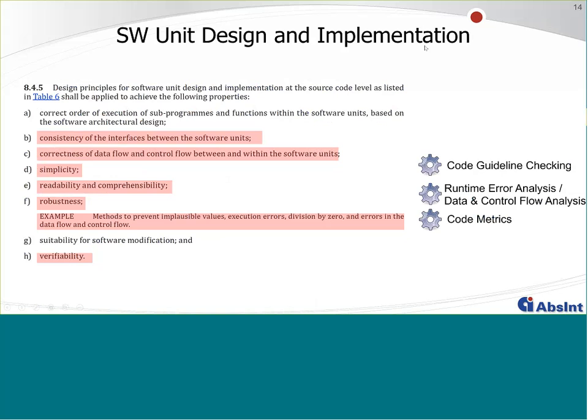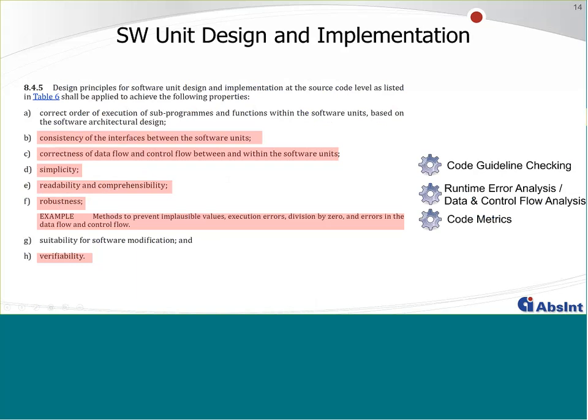Moving on to software unit design and implementation. So here I'll just illustrate some of the keywords. In the recording of the talk, of course, you can read the entire text, but I just wanted to highlight some important aspects here. You see consistency of interfaces, consistency of data, data flow, control flow, simplicity, readability, comprehensibility, robustness. Those are all requirements here. Robustness includes execution errors, division by zeros, data and control flow errors.